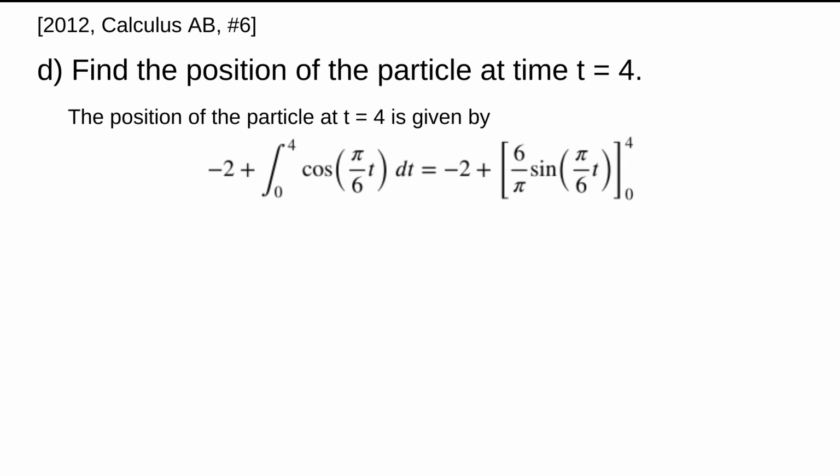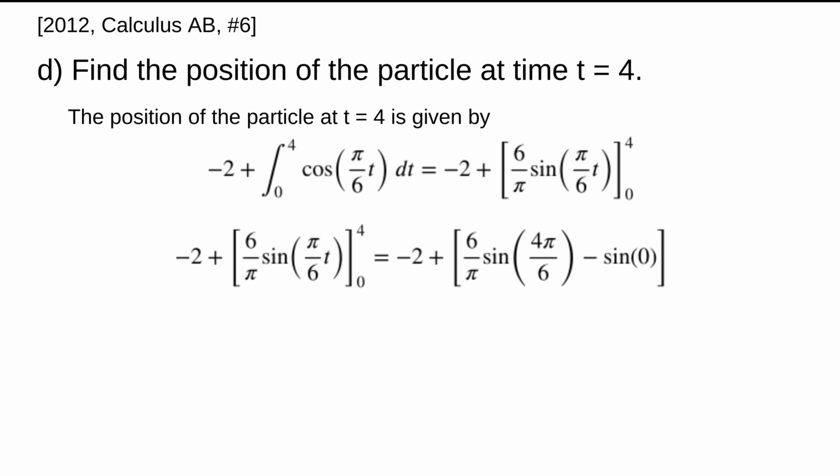From that -2, we are going to add the value of the definite integral from 0 to 4 of our velocity function, which is cosine of pi over 6 t. To find this antiderivative, it's not entirely obvious. You can use pattern recognition or maybe u substitution to do this. The antiderivative of cosine of pi over 6 t is 6 over pi times the sine of pi over 6 t. And then I have to evaluate that at 4 and 0, take the difference, and then add the -2 when I am done to get the actual position of this particle at t equals 4.